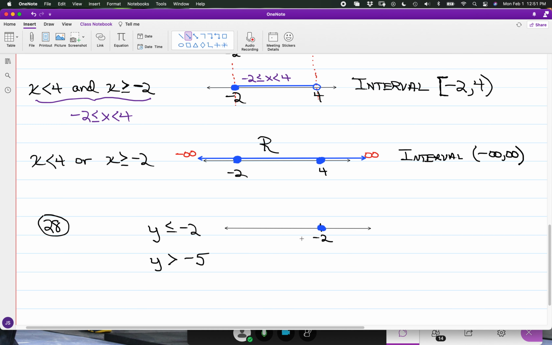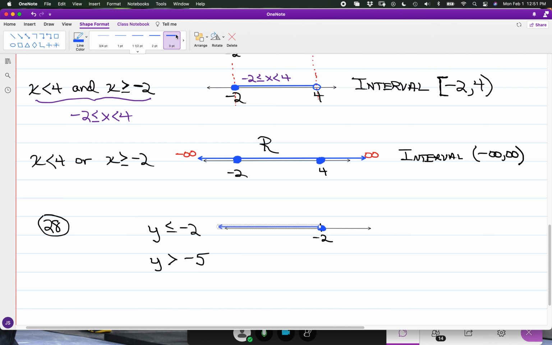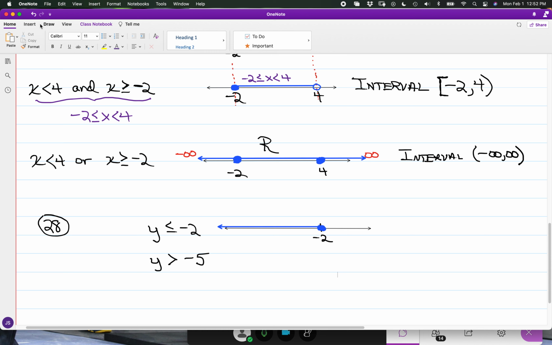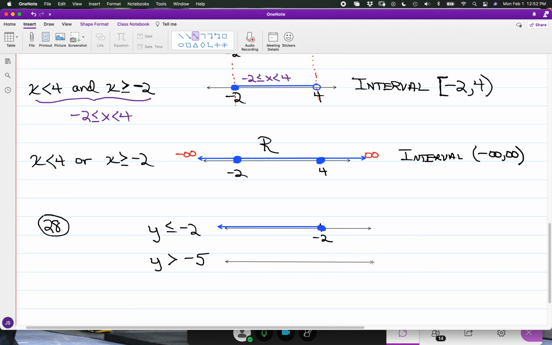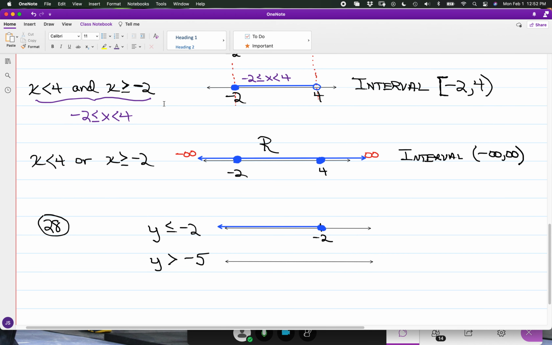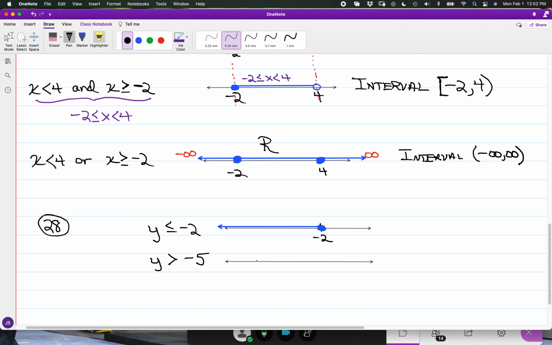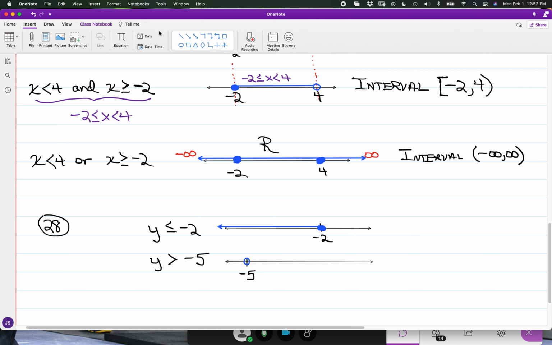Everything else being less than, so we have a ray that's going to be going out to the left. And for y is greater than -5, since we don't have an equal sign, we're going to label the exclusion of -5 with an open circle, and again we have greater than, so you have a ray that's going to go continuously to the right.